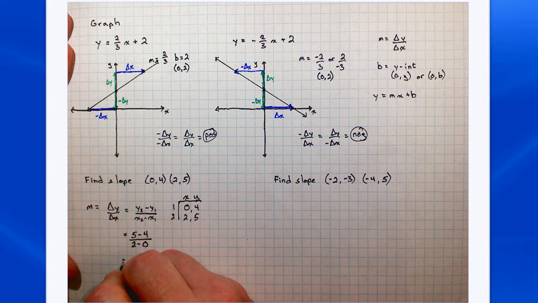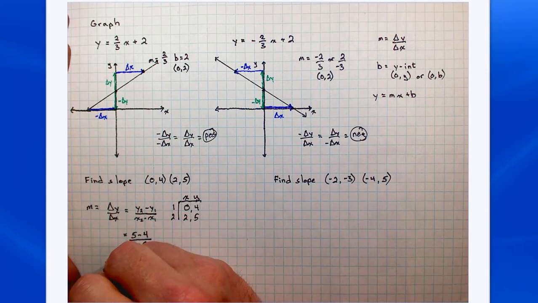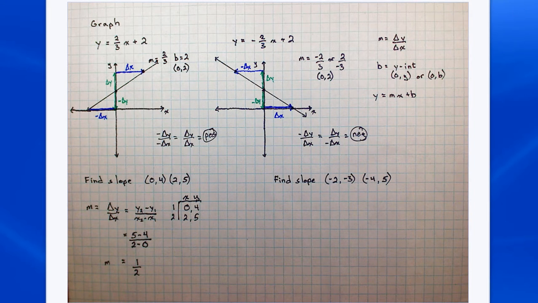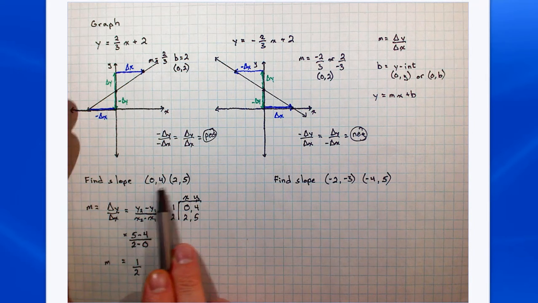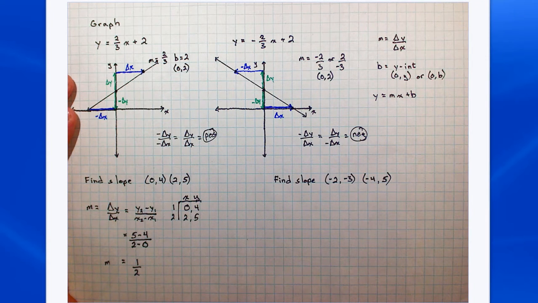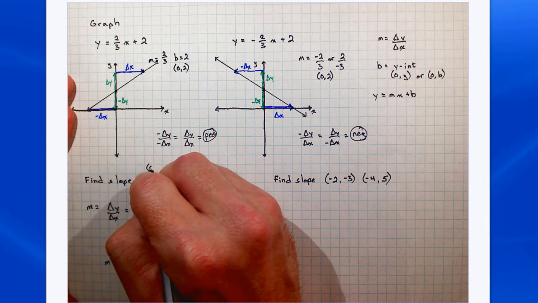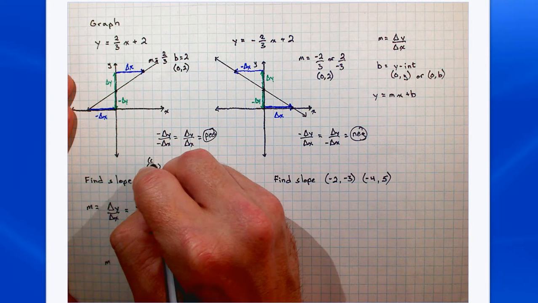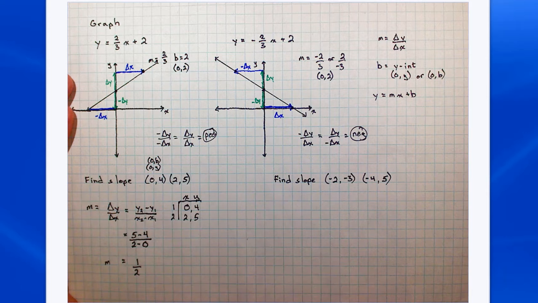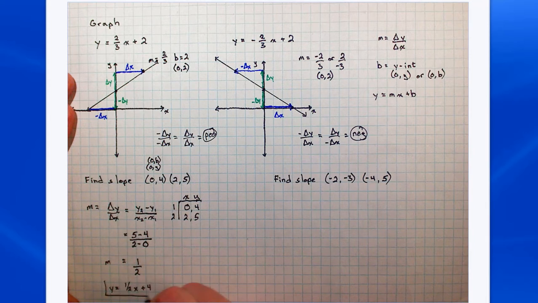And now you do the math. 5 minus 4 is 1. 2 minus 0 is 2. My slope, given these 2 points, is 1/2. And look at that. What is this actually? 0, 4, which is simply 0, y, but in my slope-intercept form I could say 0, b. That's my slope-intercept. I could actually write the equation to this line knowing that. I could say y equals 1/2 x plus 4, and that is the equation of my line.